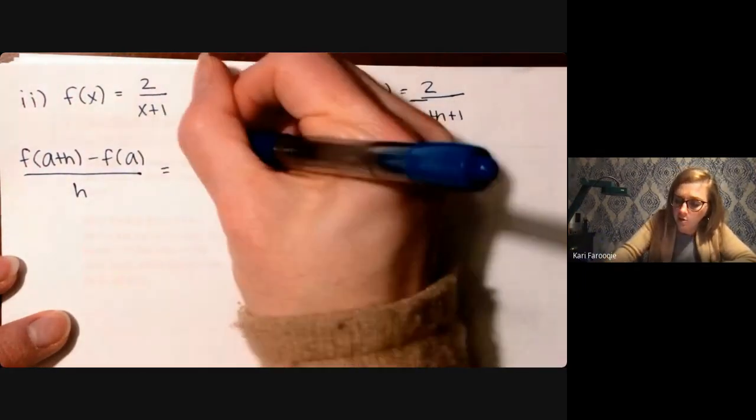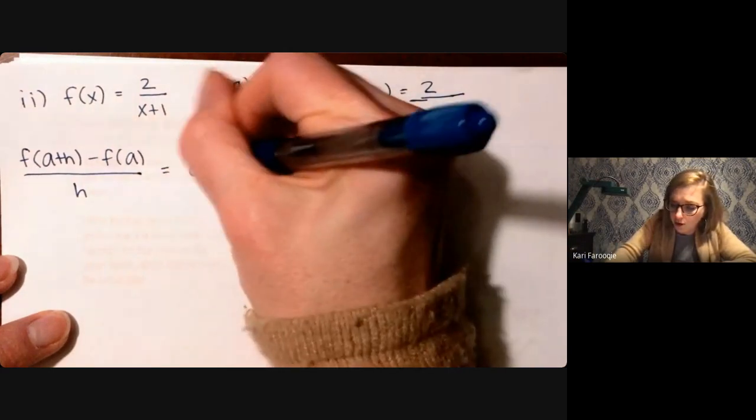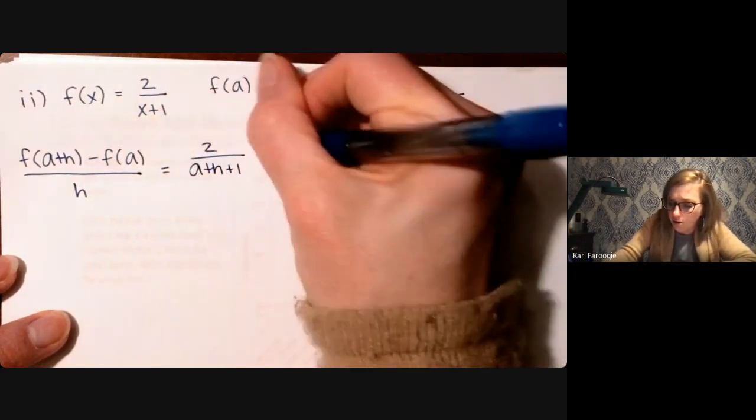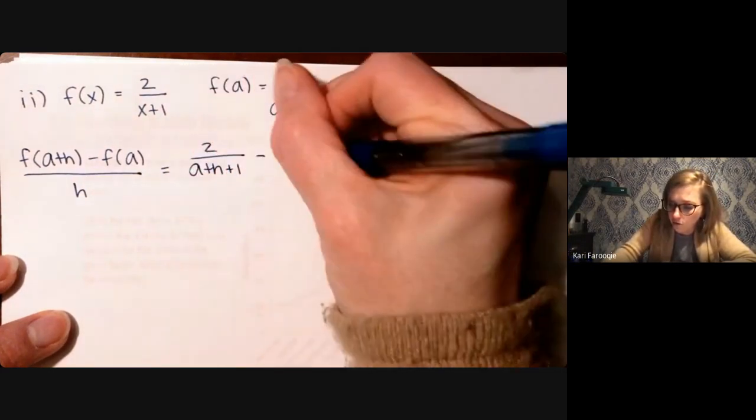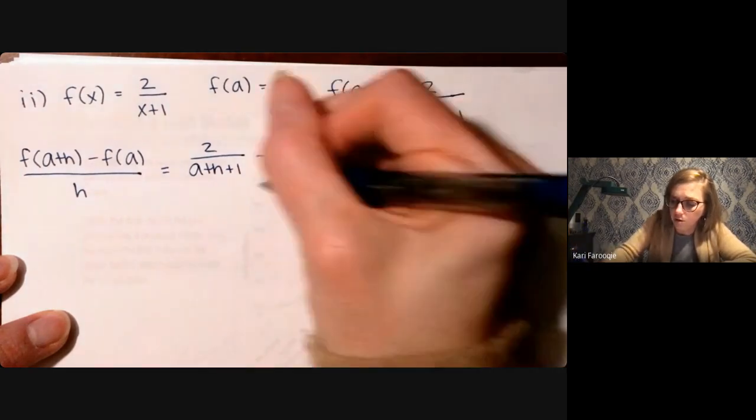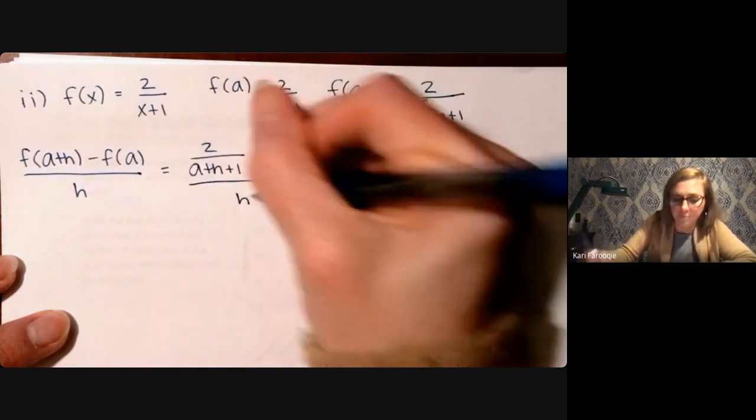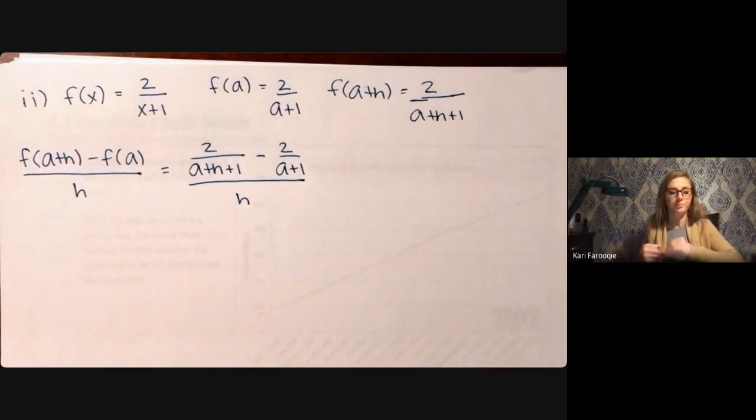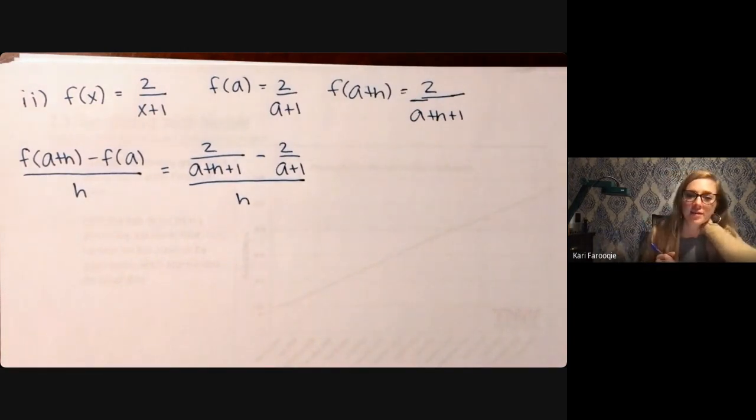So this is going to be 2 over a plus h plus 1 minus 2 over a plus 1 divided by h. Now, if you're thinking, ooh, I probably shouldn't put a box around this, you're right, you shouldn't. You should never, ever leave your answer as a complex fraction. Remember, a complex fraction is a fraction inside a fraction. So don't ever do that.